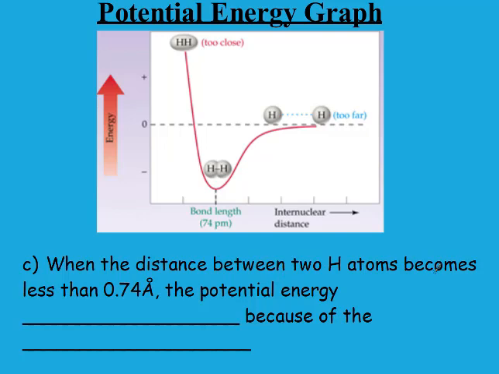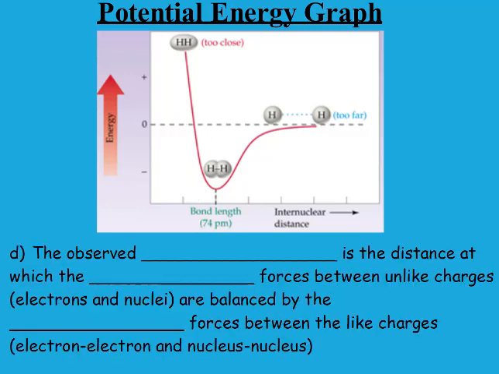When the distance between the two hydrogen atoms becomes less than 0.74 angstroms, or 74 picometers, the potential energy is going to, so as it gets smaller, our potential energy is increasing. Because if they're getting too close, there's repulsion. So it's going to take a lot of energy to keep getting them closer and closer because they're going to repel each other. So we're trying to find the happy spot between attraction and repulsion.